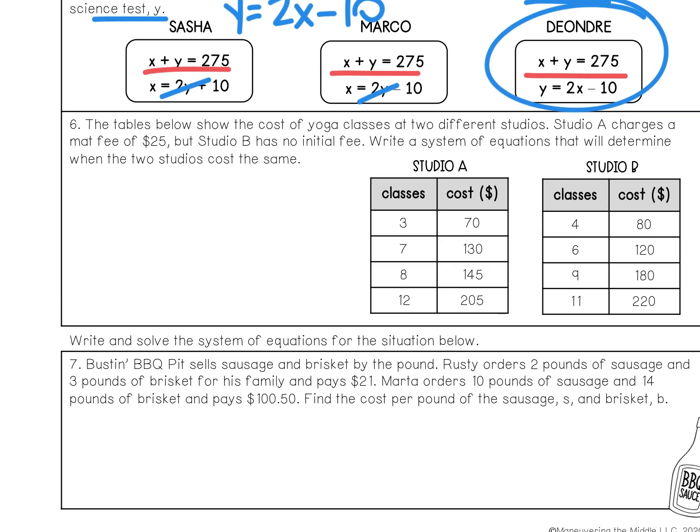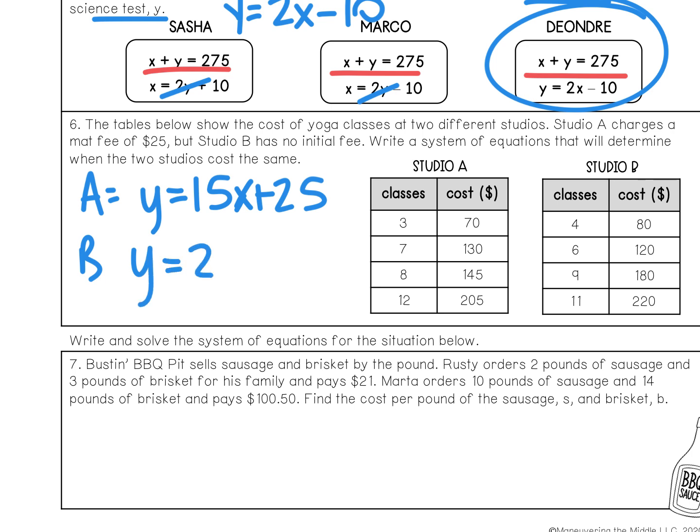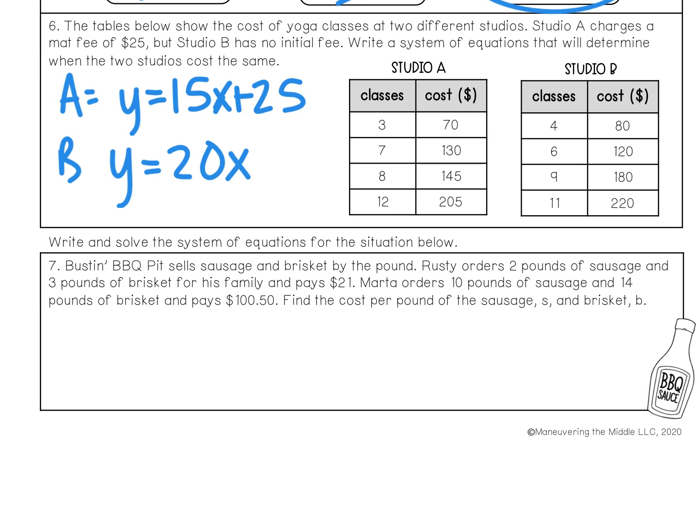We've got a couple more here. We're almost wrapped up. You're going to definitely want to use lists and spreadsheets for each of these tables. When you do, I don't have my yellow calculator on this particular program, so you should get y equals 15x plus 25 for A, and for B would be y equals 20x. You could also use Desmos for that.